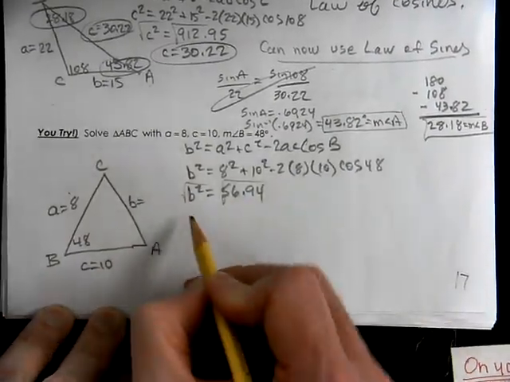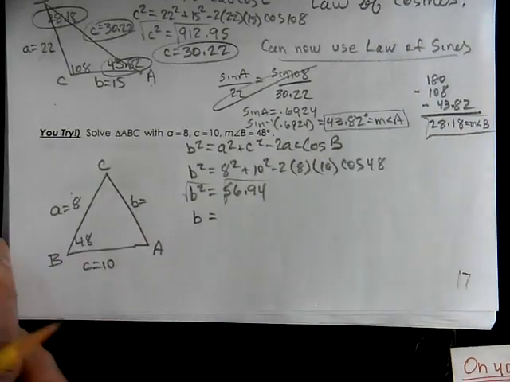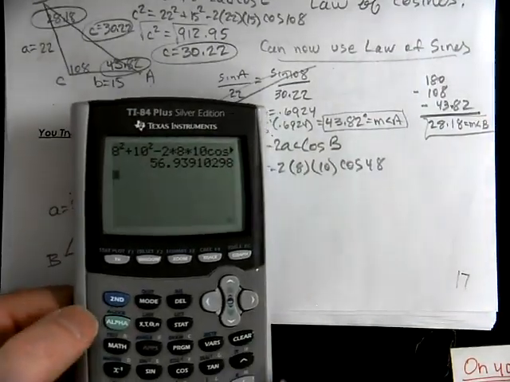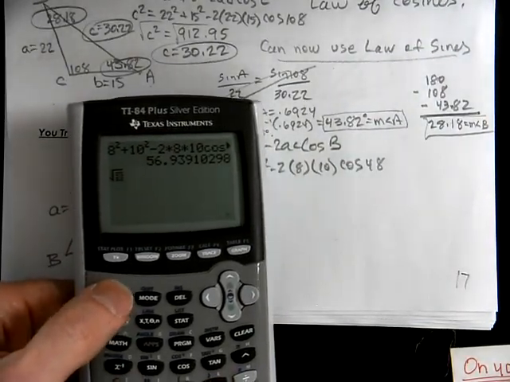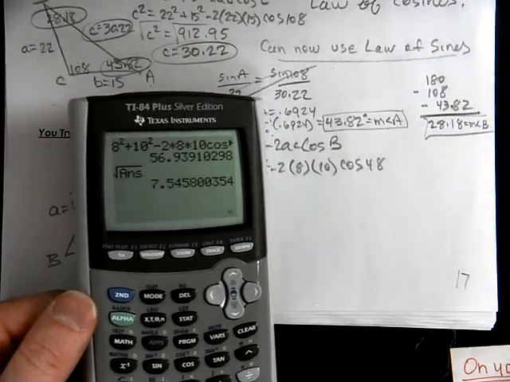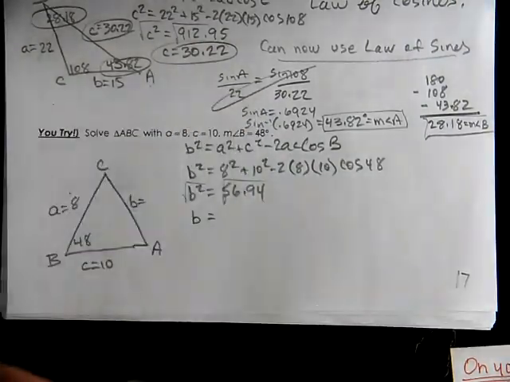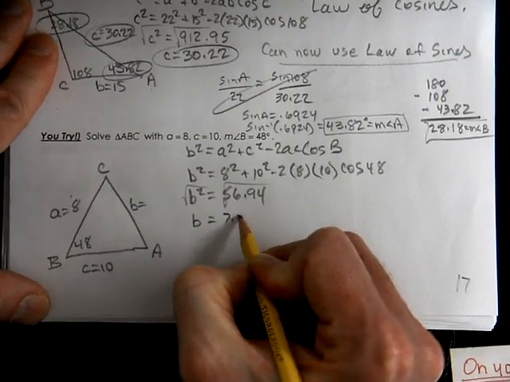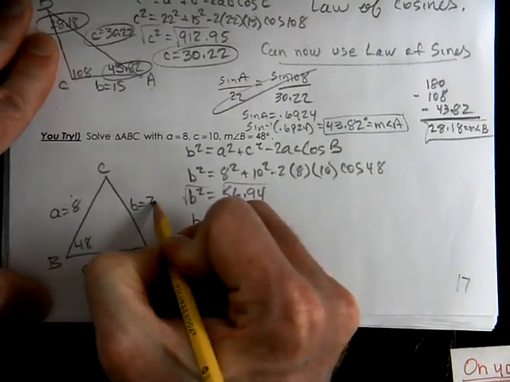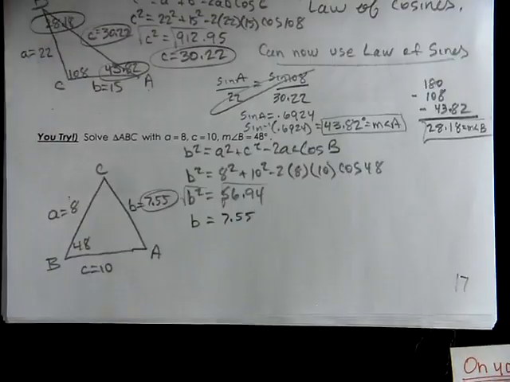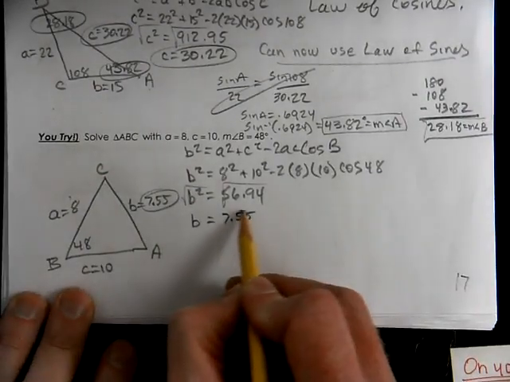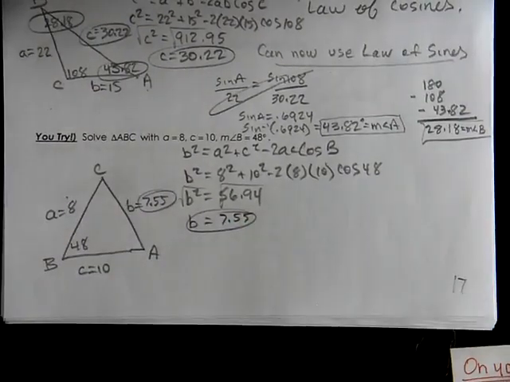And B, of course, cannot be any bigger than 18, so 56 doesn't make sense. I have to take the square root of both sides. So the square root of my answer is 7.55. So we found our opposite side.